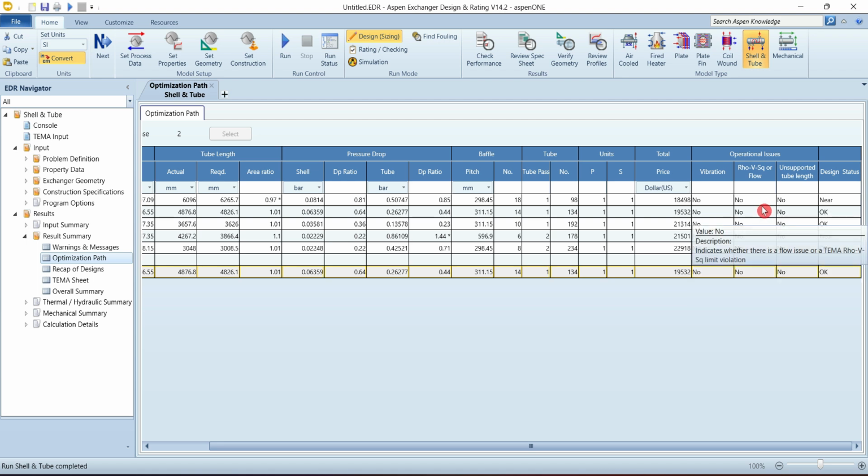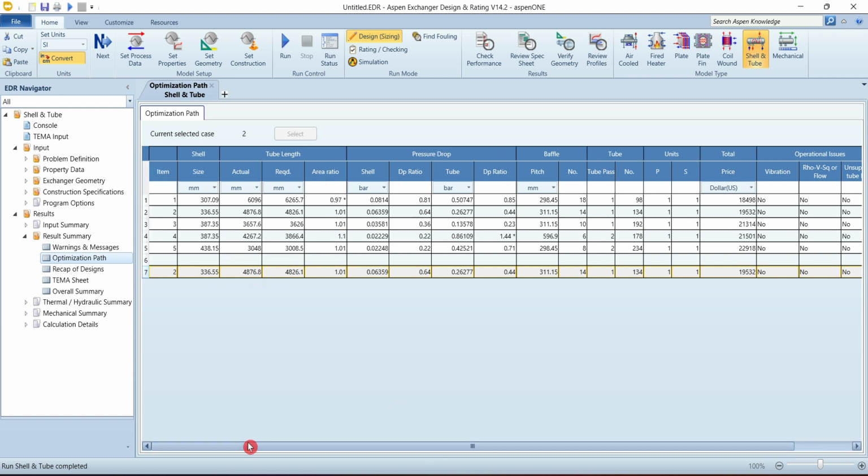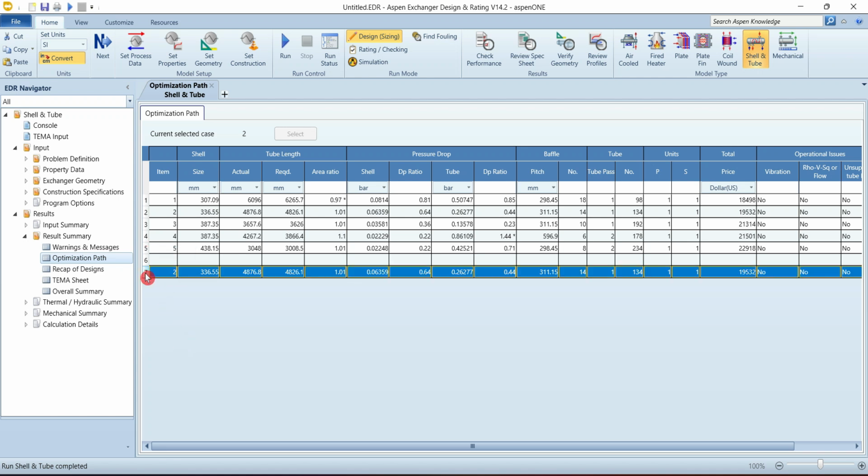The second is kinetic head check, rho v square. By default, we should be in the safe limit of the velocity. So that is checked by the rho v square. And the third is whether any section of the tube is unsupported by the baffles or by the tube sheet. All these options should be no, strictly no. If there is any option of yes over here, that means that exchanger is not acceptable. So by default, Aspen EDR has made these 5 entirely different calculations, and then it displayed a most feasible option at the end. And the most feasible option is at number 2, that means this second size.